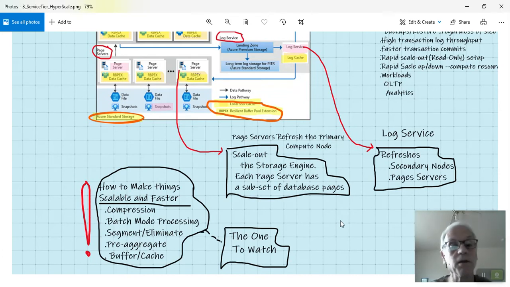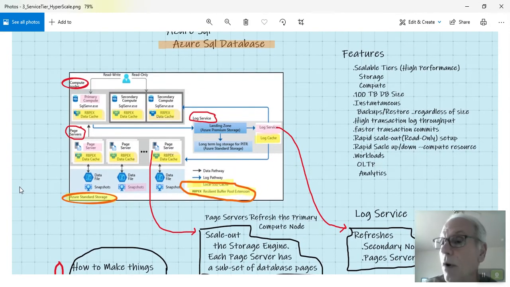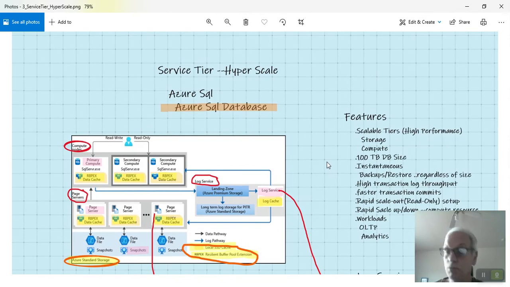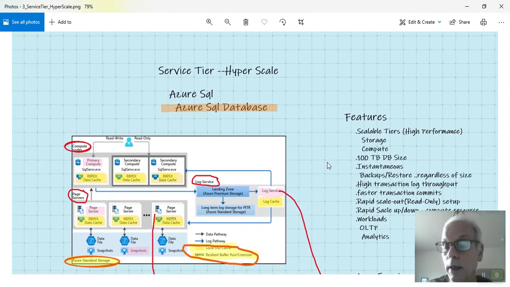Just in general, to make things faster, I always say you have to compress it. You need batch mode processing. You have to segment things, and then you have to eliminate things and put them back when you do use them. You have to pre-aggregate, and you have to have a buffering cache. So this does all that plus more. Everything is in memory. It's highly scalable. It's something to watch. If you can utilize it, please do. I mean, you'll learn and grow with this.